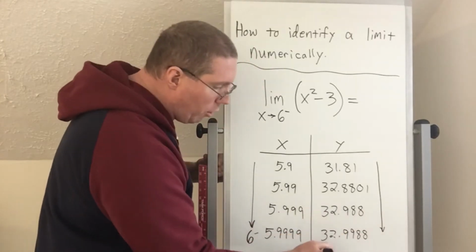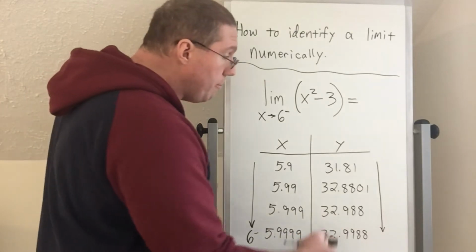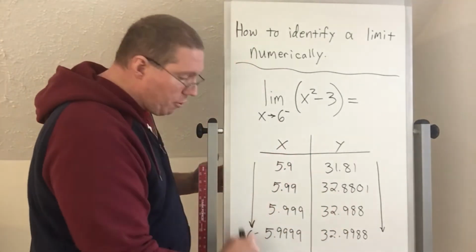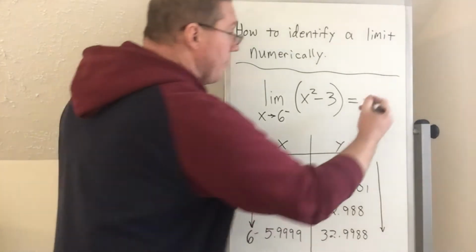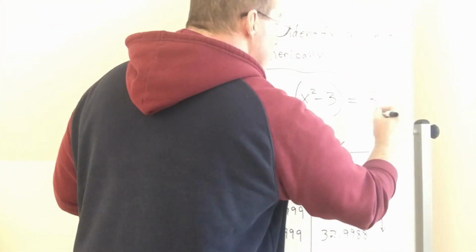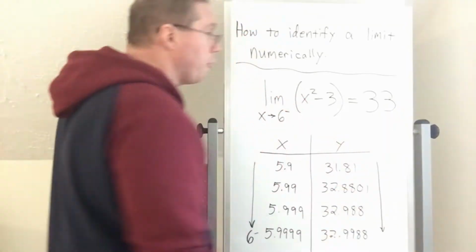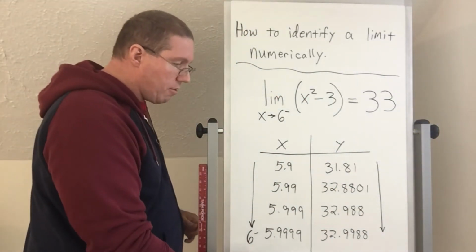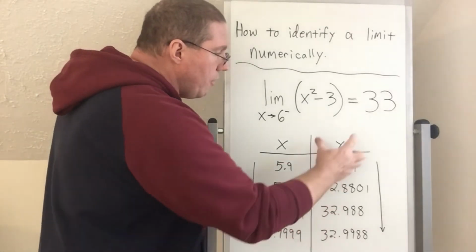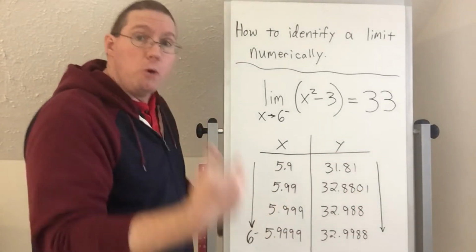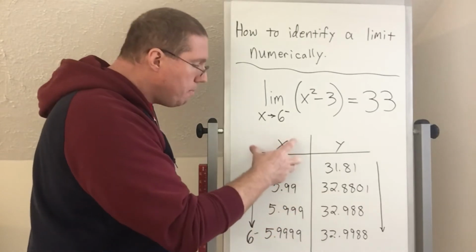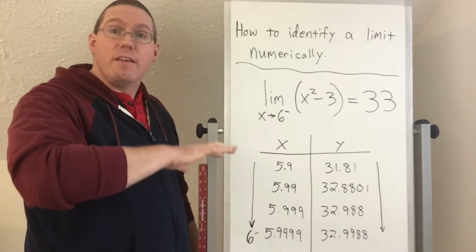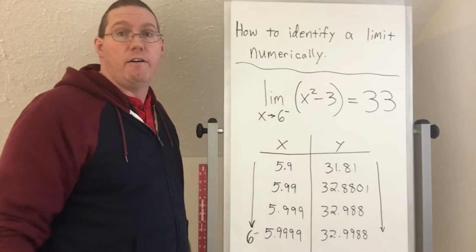Well, this number is really close to 33. So it looks to me like y is approaching 33 as x is approaching 6 from the left side. Therefore, the answer to this limit problem is 33. So as you can see, all we're really trying to find out is what the output value is getting close to as the input value gets close to a particular number. That is the basic idea of a limit.